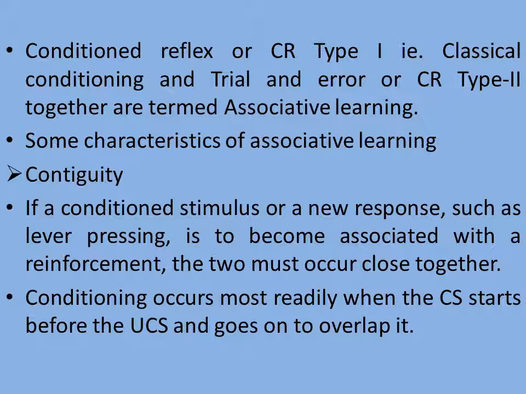Some characteristics of associative learning: number one is contiguity. If a conditioned stimulus or a new response, such as lever pressing, is to become associated with the reinforcement, the two must occur close together. They must occur simultaneously, just within a fraction of a second. If that is not there, then this learning would not be helpful. Conditioning occurs most readily when the conditioned stimulus starts before the unconditioned stimulus and goes on to overlap it.